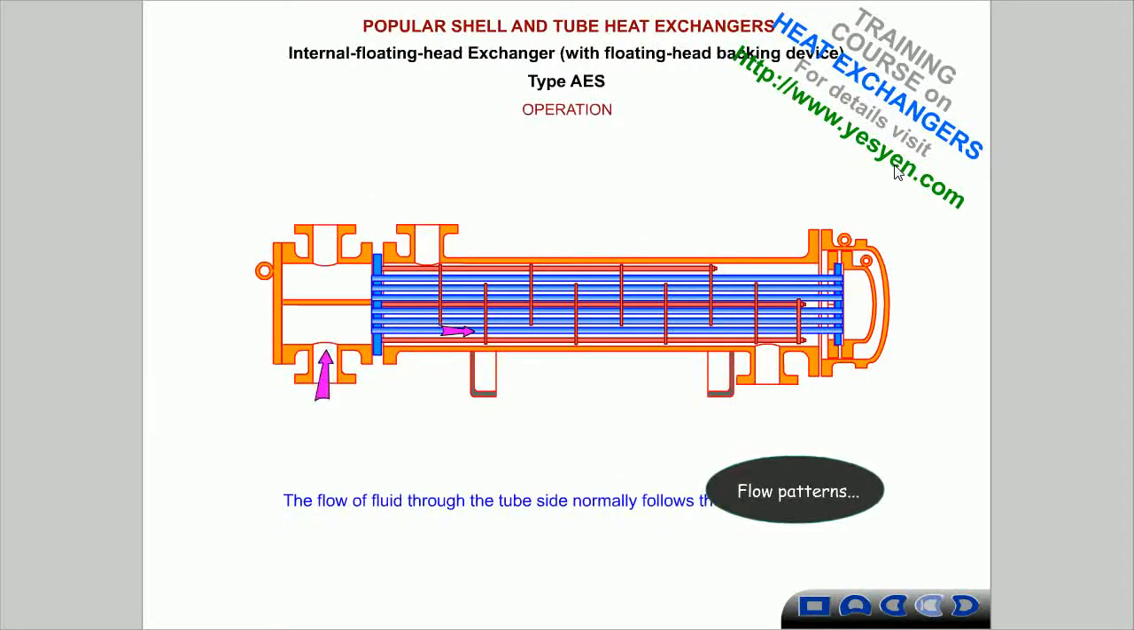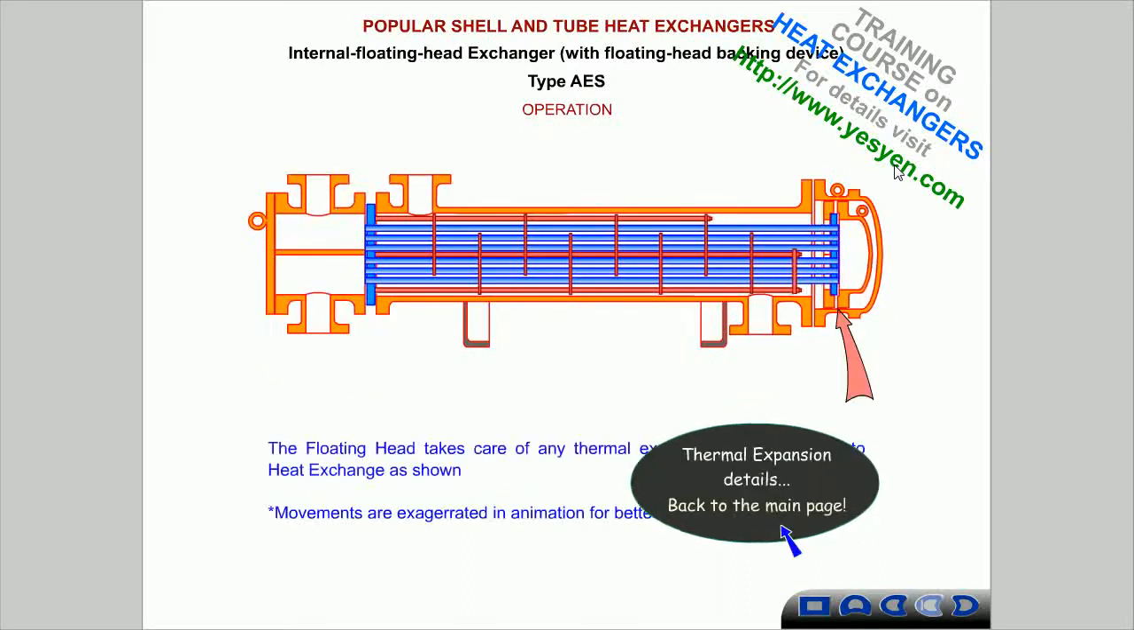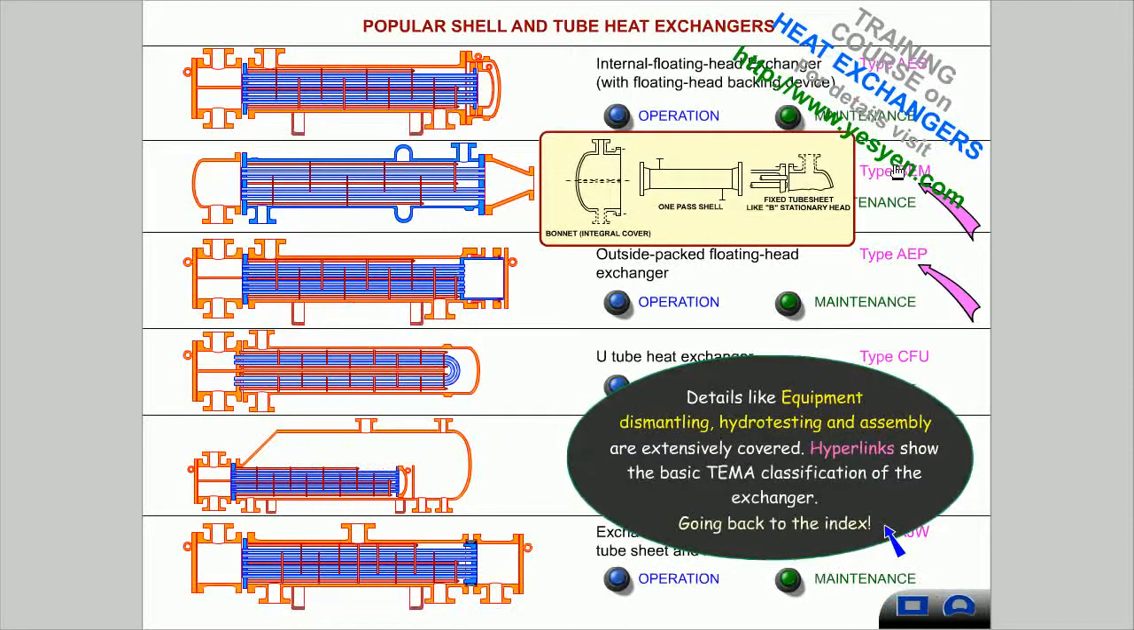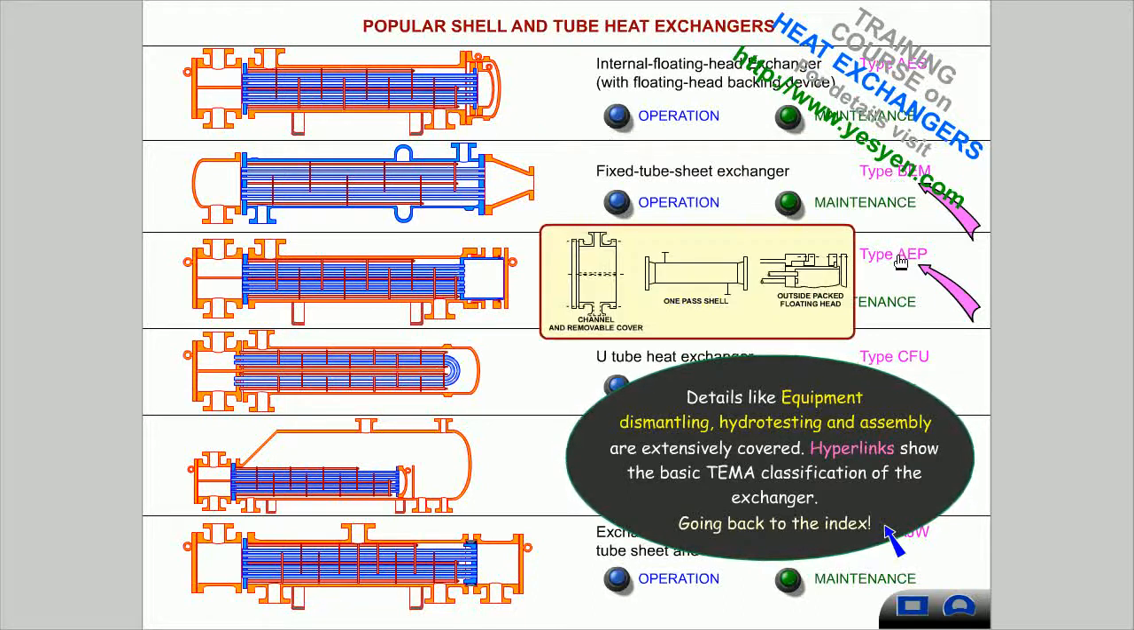Flow patterns. Thermal expansion details. Back to the main page. Details like equipment dismantling, hydro testing, and assembly are extensively covered. Hyperlinks show the basic TEMA classification of the exchanger. Going back to the index.